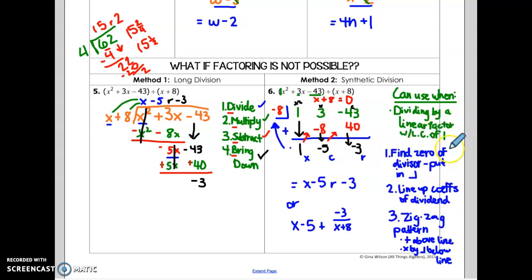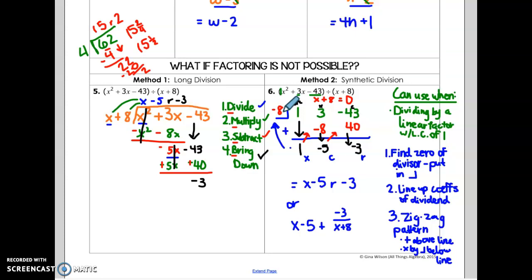You want to find the 0 of the divisor. So this is called the dividend, the divisor, and then our answer is the quotient. So over here, dividend, divisor, and then our answer is the quotient. Okay, so we find the 0 of the divisor. I set my divisor, the denominator, x minus 8, equal to 0, and I solve for x, I get negative 8.